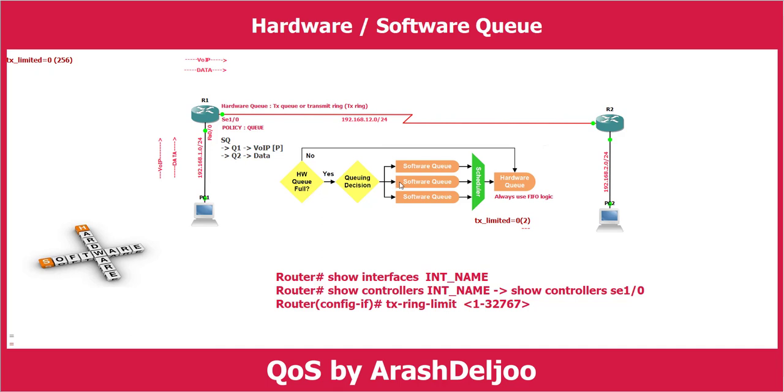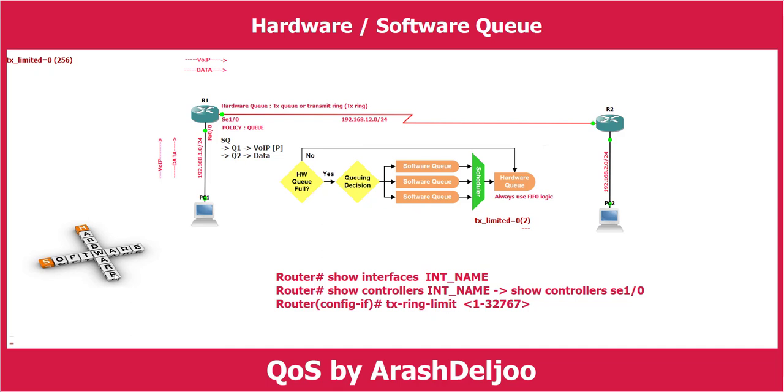Actually, the hardware queue is used for increasing the link utilization. We are using the hardware queue to drive the link utilization to 100%. But we are using the software queue for applying different types of policy, for example, giving priority to VoIP, or in some cases, as you will learn, using the software queue for bandwidth allocation and some other things.